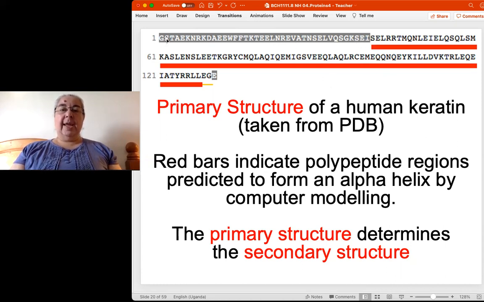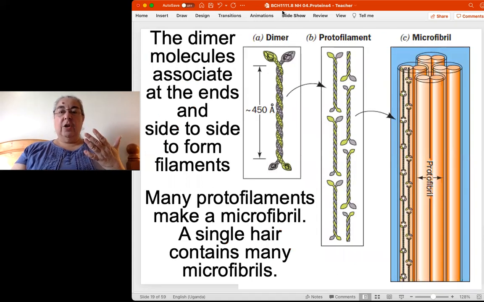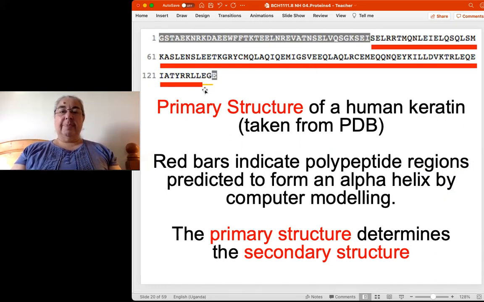In gray here is a region which is not likely to form secondary structure. Underlined in red is a region that is likely to form alpha helix. So you can see that most of the molecule is very likely to form alpha helix, predicted by computer modeling. And this is exactly what we know from our examination of the actual structure of keratin. Most of it is alpha helix with a different bit at the top and at the bottom. In this particular form of keratin, the bit that isn't helix at the end is only 3 amino acids.